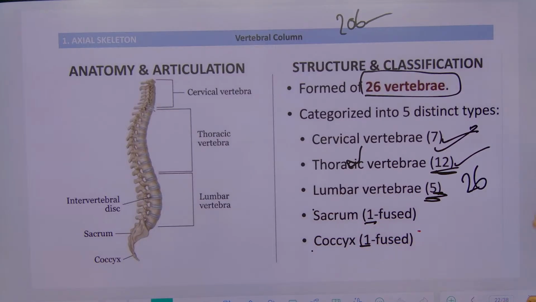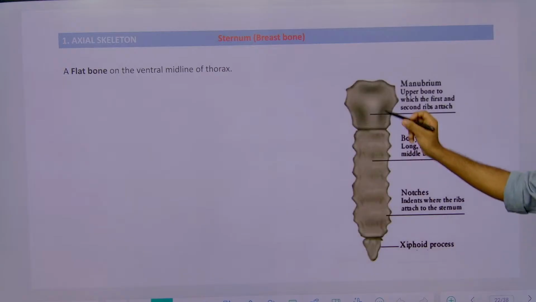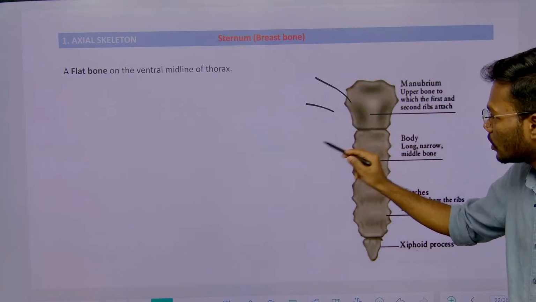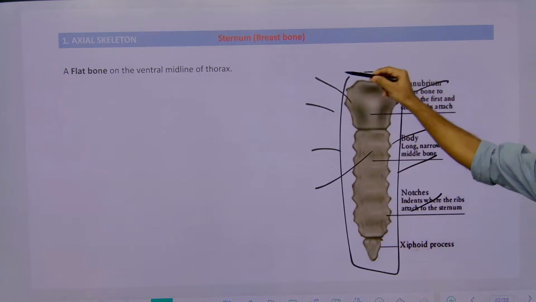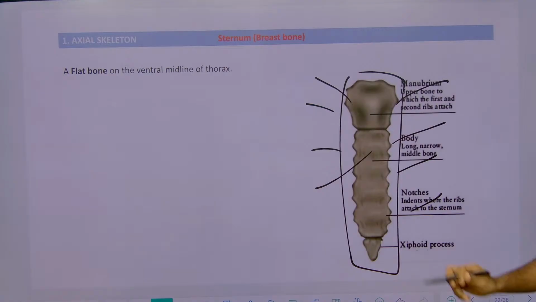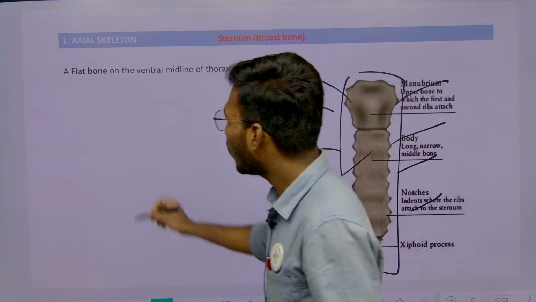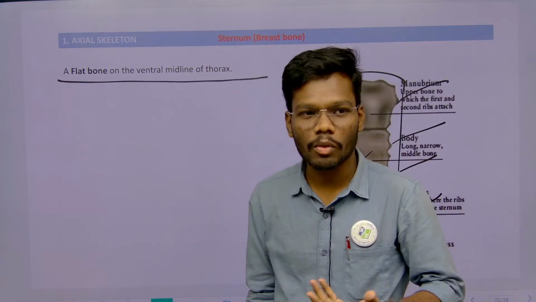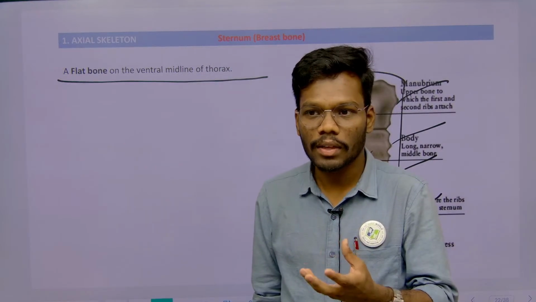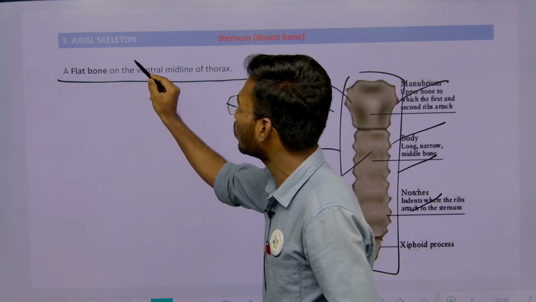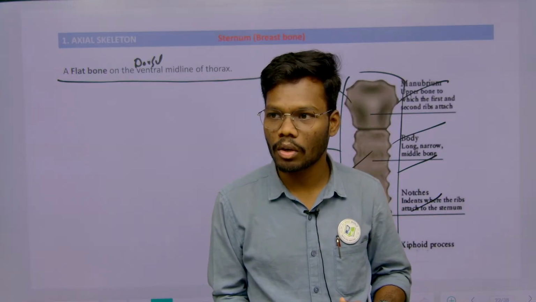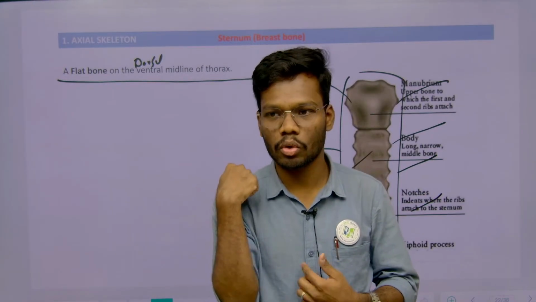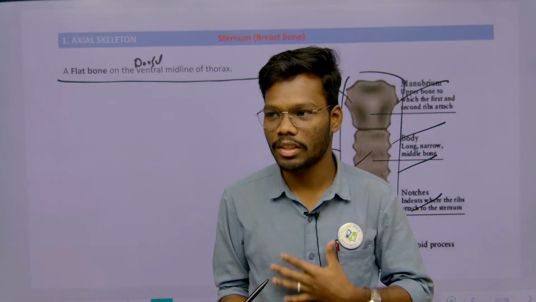The next one, we have the sternum. This is present in the rib cage, right? All the rib cages will be there, and it is present in the center of the rib cage. So this is called the sternum, a flat bone on the ventral midline of the thorax. Sometimes we will feel this is only one statement, but they will give it in the opposite way: a flat bone on the dorsal side. If they say dorsal side, you will be confused. Is it ventral or dorsal? The back side is dorsal, and the front side is ventral. Just remember, this is ventral.